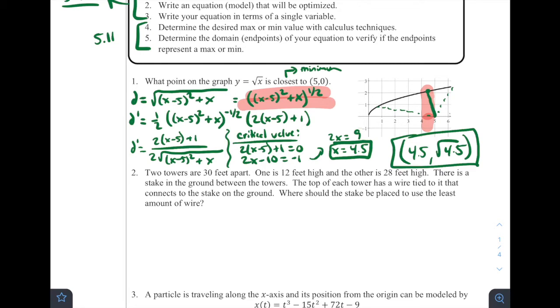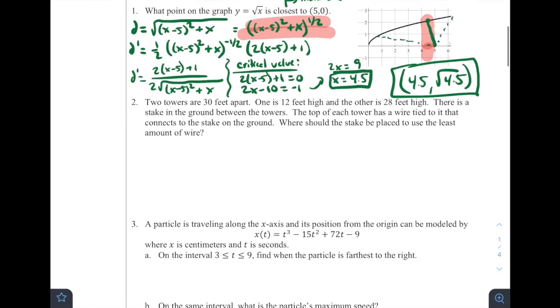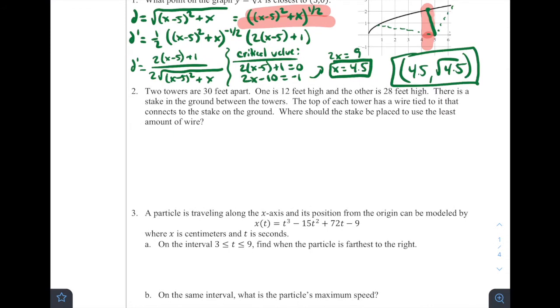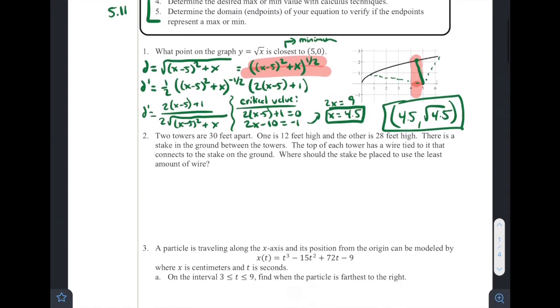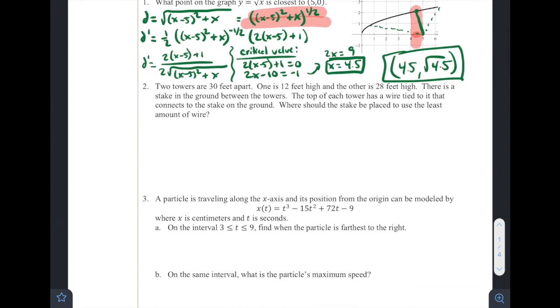Nice. Let's talk about number 2. Two towers are 30 feet apart. One is 12 feet high and the other is 28 feet high. In our previous lesson in 5.10, we drew a picture for this and we found that the distance equation for this is equal to the square root of 12 squared plus x squared plus the square root of 28 squared plus 30 minus x quantity squared. So that is our distance equation.